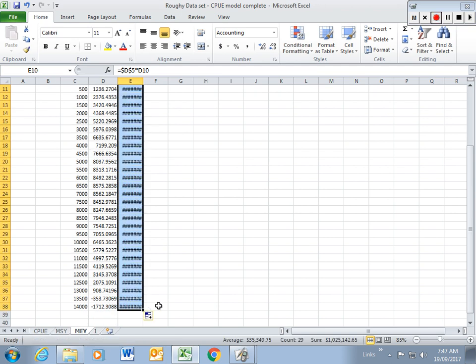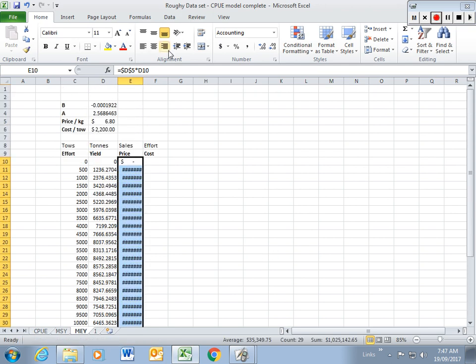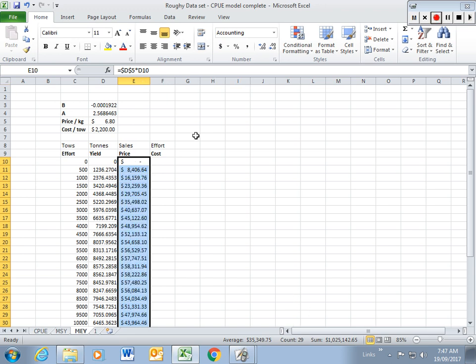And click and drag, and this time around these hash symbols that have come up are just because the number doesn't fit into the column. So I've just gone up here and resized it by hovering between the E and F and then double left click on your mouse button and it automatically resizes.